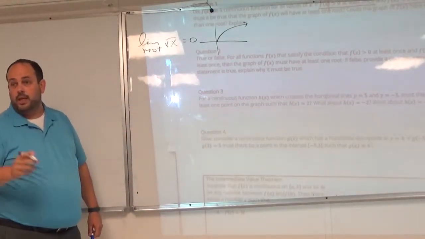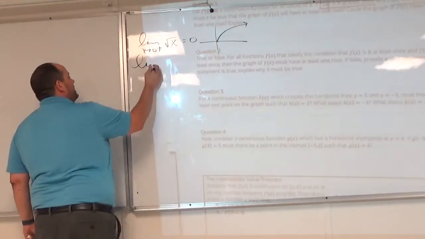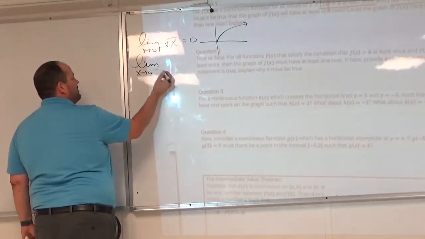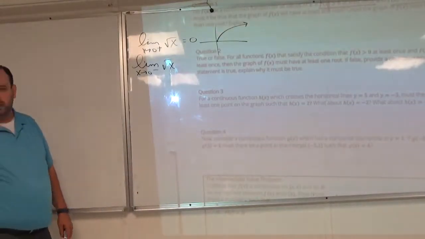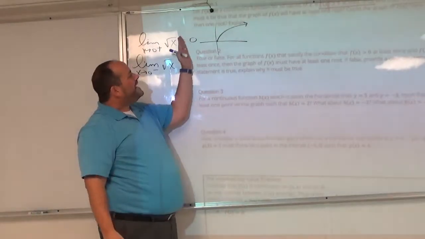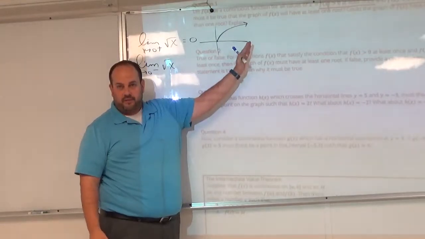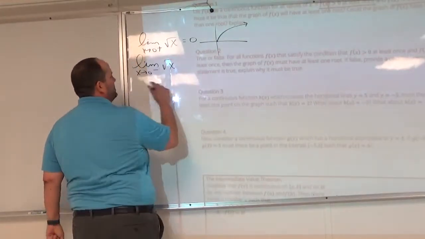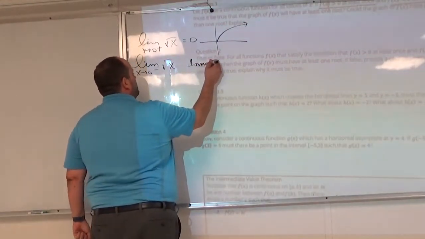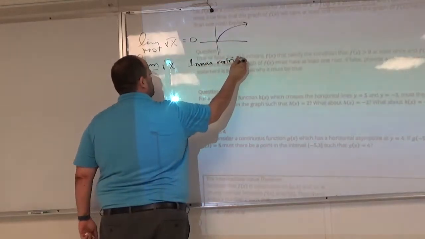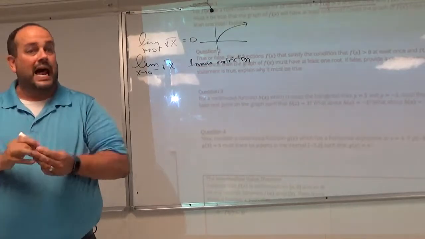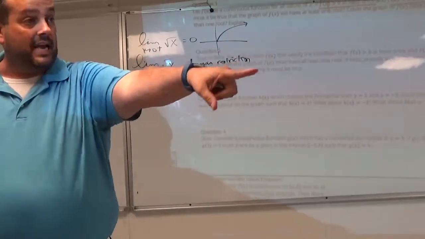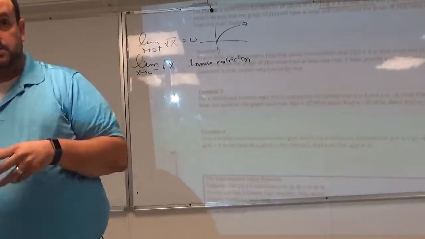Oh, but if it's coming from the left. If you said limit as x approaches 0 from the left, Jackie, what would be the problem there? There's a domain restriction because there is no graph. There is no graph to the left of 0, so this is a domain restriction. Okay, so we've heard, what was the first one? Oscillation. The second one, domain restriction.